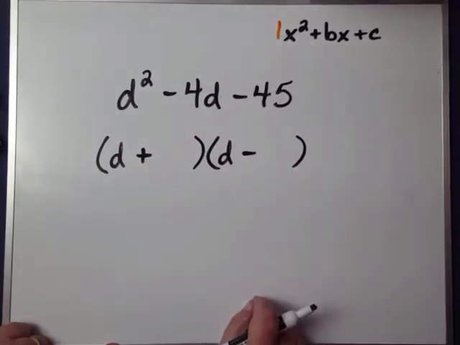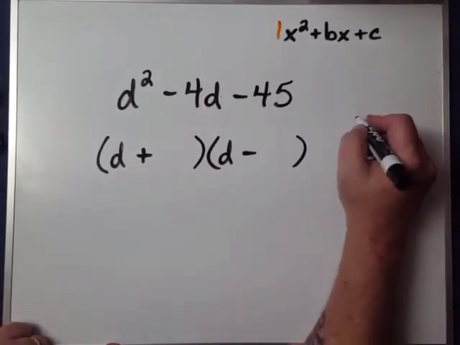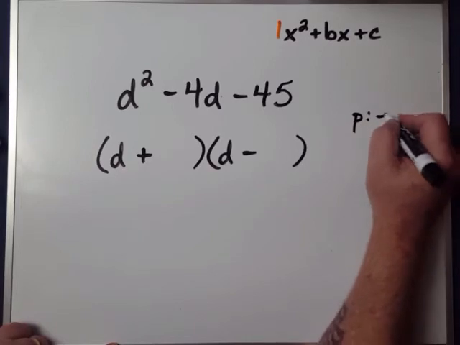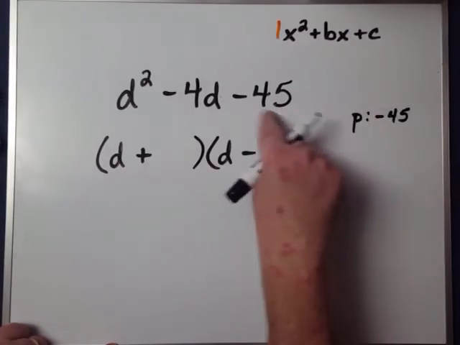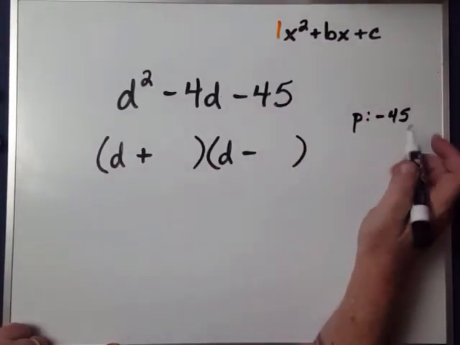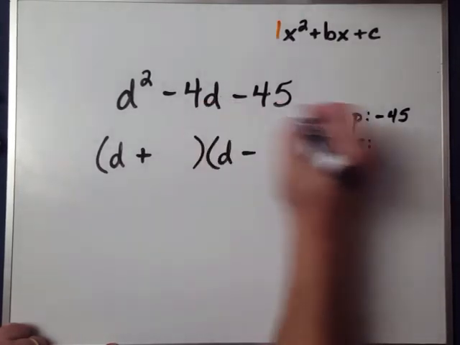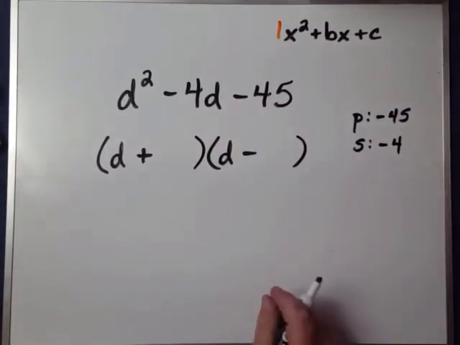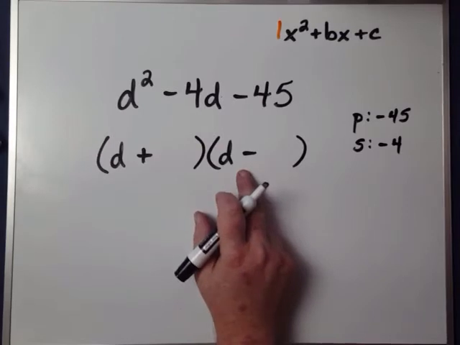And now I'm looking for two numbers. I'm looking for two numbers whose product is negative 45. Signs belong to their terms. And whose sum is negative 4. Now, I already know they're opposite in sign. If I'm adding up two numbers opposite in sign, I'm really subtracting.